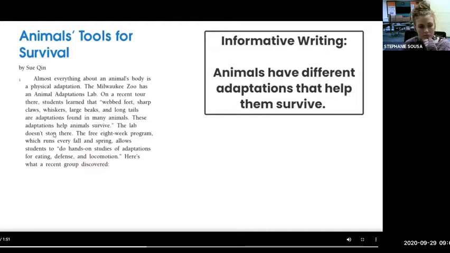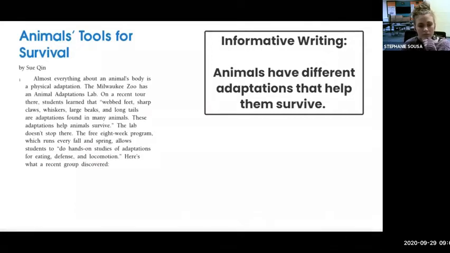The lab doesn't stop there. The free 8-week program, which runs every fall and spring, allows students to do hands-on studies of adaptations for eating, defense, and locomotion. Here's what a recent group discovered.